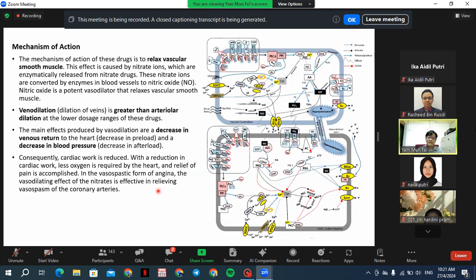So we go further. The mechanism of action of nitrate is quite clear. Since we call it nitrate, from the name we know that nitrate is related to nitric oxide. Actually, nitrate is the ion that is required by your body to produce nitric oxide. What is nitric oxide? Nitric oxide is a potent vasodilator, meaning that it can cause vasodilation.